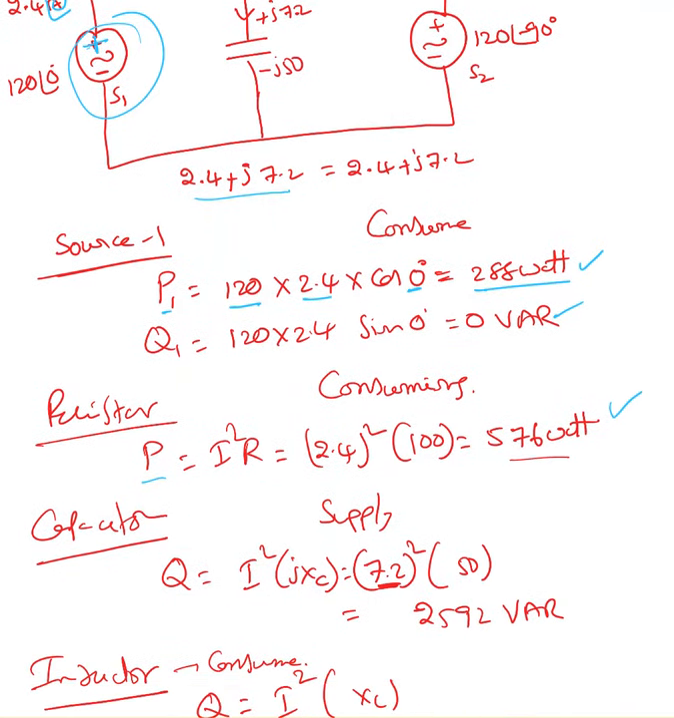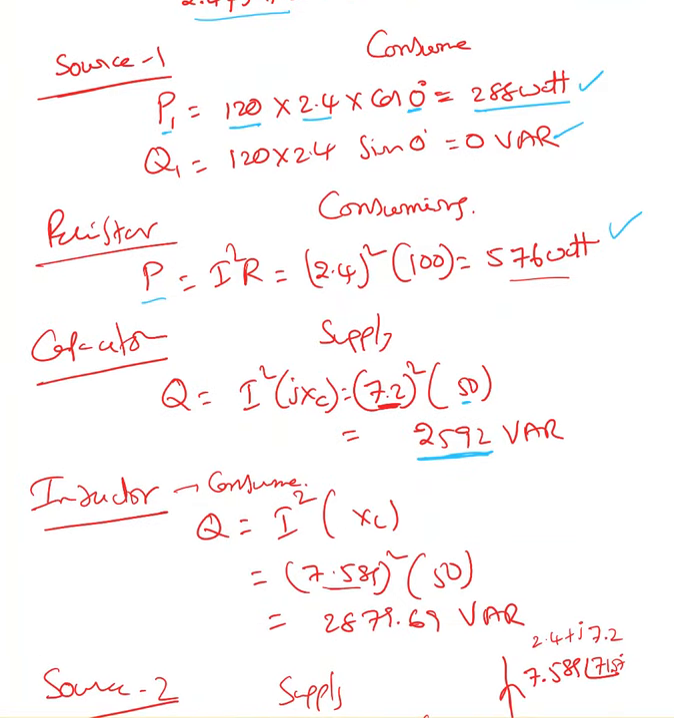Now the capacitor, remember, always supplies reactive power. So Q equals I squared times XC. I squared is 7.2 squared, XC is 50. So 2592 var. This is supplying. Capacitor always supplies the reactive power. Inductor always consumes the reactive power. It never consumes active power.